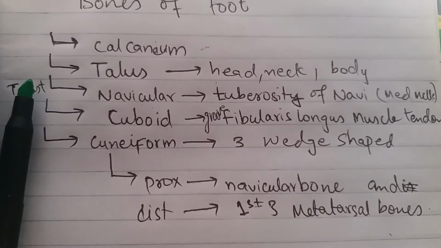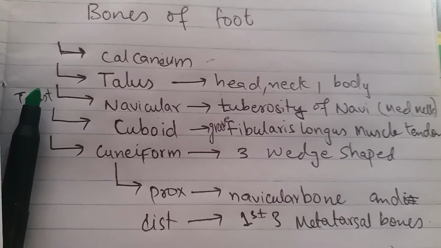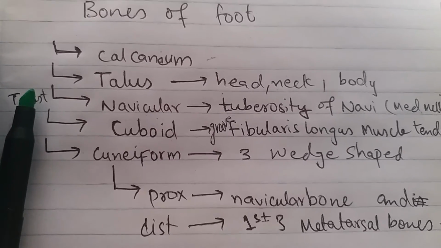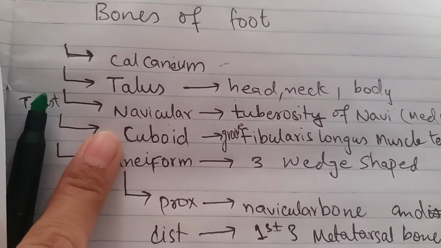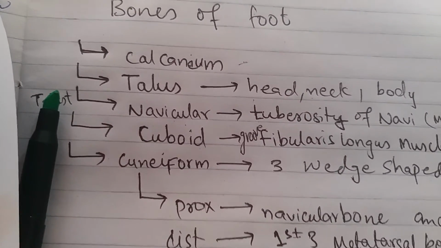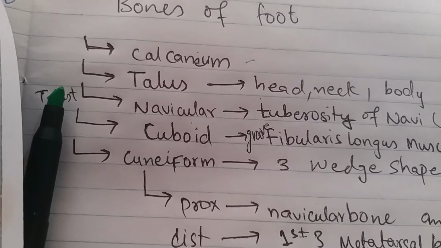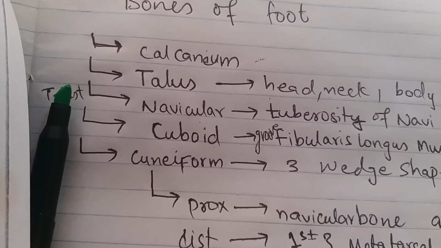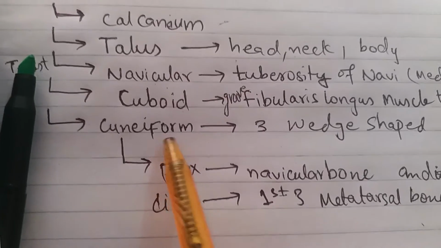Cuboid bone has a deep groove on the inferior aspect of the cuboid bone. It lodges the tendon for the fibularis longus muscle. The only thing you need to remember about the navicular and cuboid bone is that in navicular bone you have the attachment for the tibialis posterior tendon, whereas for the cuboid bone you have the attachment for the fibularis longus muscle, right? Now there is cuneiform bone.